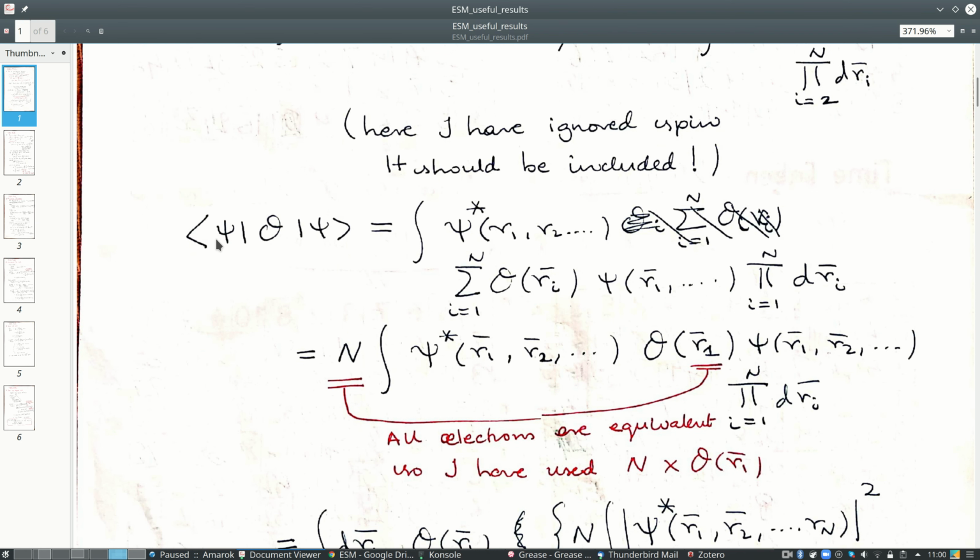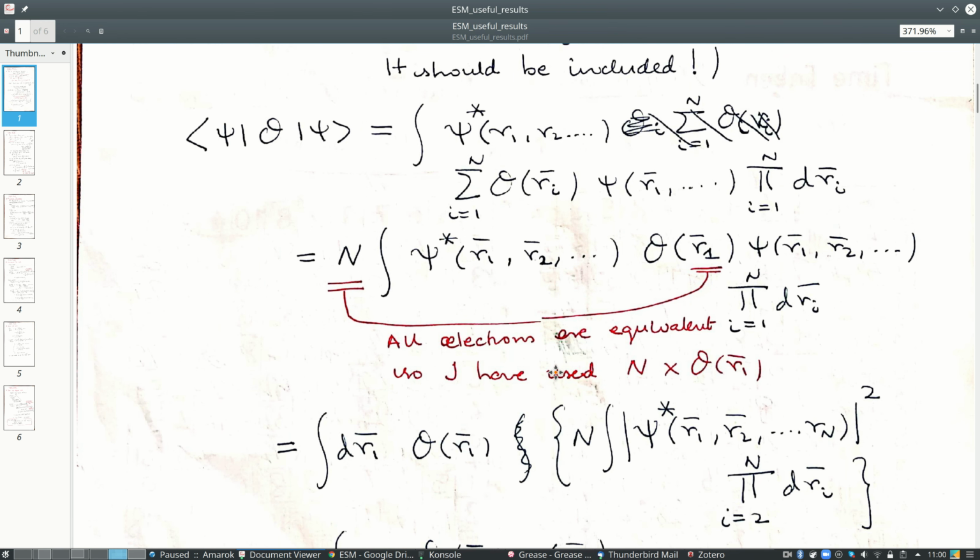Alright, so we want the expectation value of ψ, O, ψ. Now that's simply the integral. Once again, I am deliberately ignoring all the spin coordinates, but to be correct they should be included here. So it's this integral over psi star, the n-electron form of the operator, so the sum from i equals 1 to n of O(r_i), and then psi, integrated over all coordinates. Alright, so now we are here.